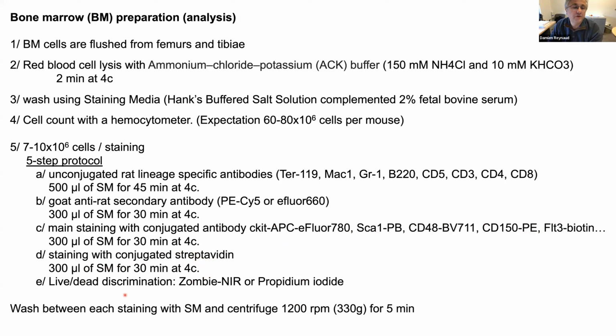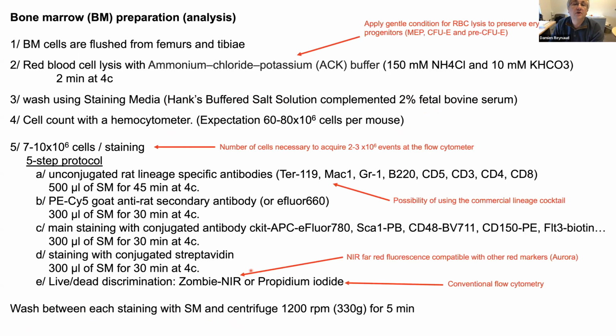After that, the fifth step is live-dead discrimination, and we use Zombie NIR or propidium iodide to exclude all debris and dead cells. At each step, we wash with staining media, which is a basic buffer solution complemented with fetal bovine serum.